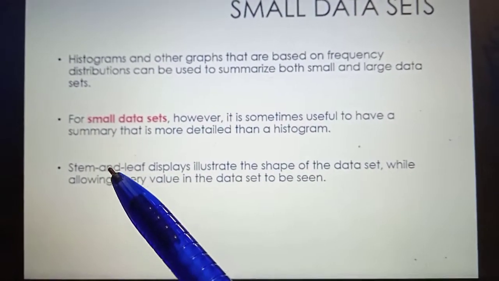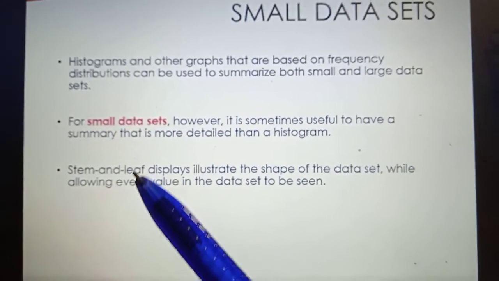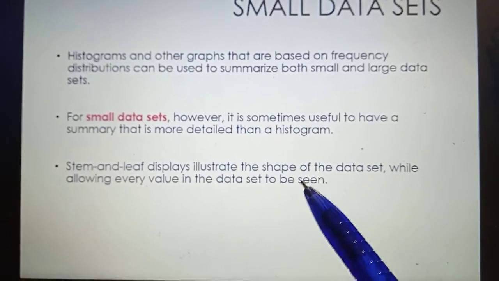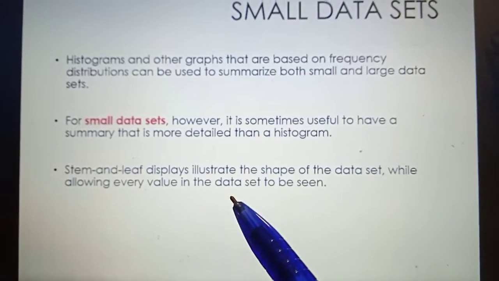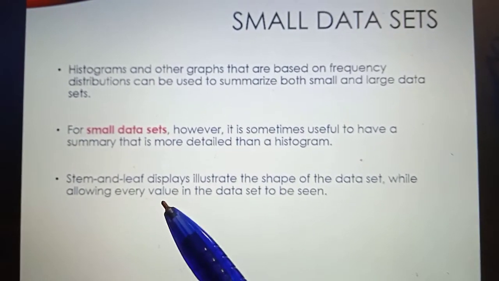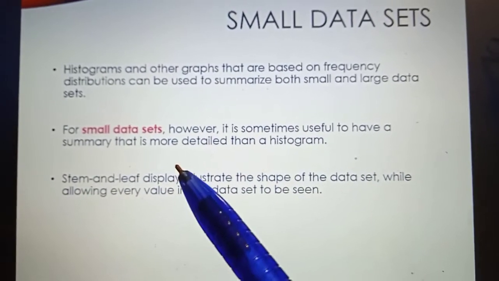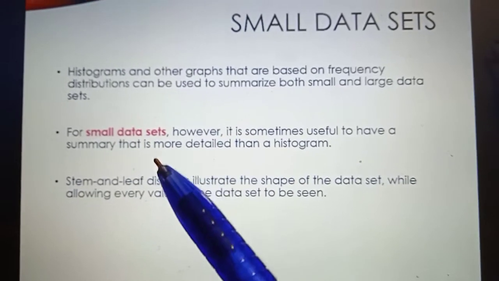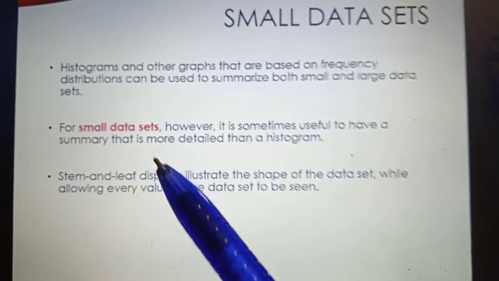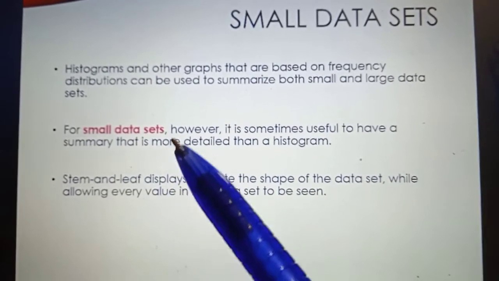So for the small data set category, we will learn the stem and leaf technique, where stem and leaf displays illustrate the shape of the data set while allowing every value in the data set to be seen. For small data sets, we can use the stem and leaf technique to display the shape of the data set, and the value of each data point we can see clearly, because the data is small. Because the data is small, the value of each data point can be detailed so that we can process it to analyze the small data set.